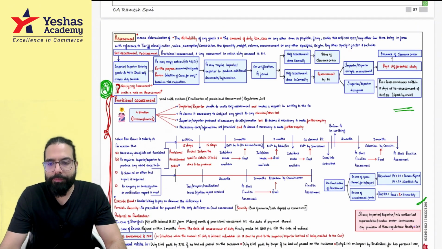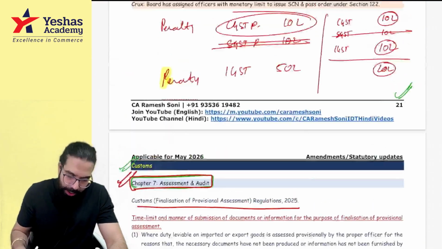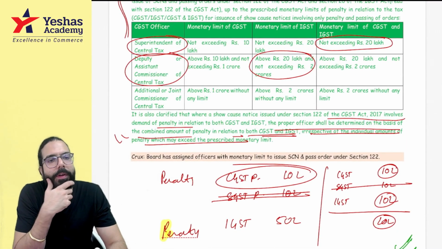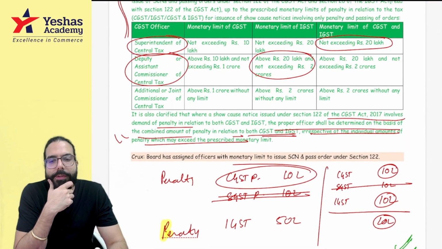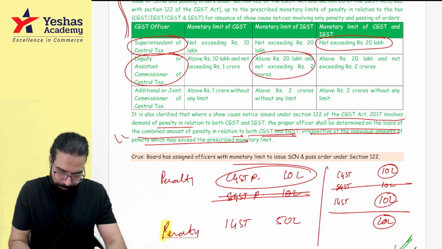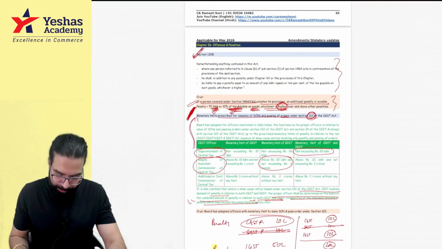Done, everyone? So here we are done with your GST related amendments. Congratulations, people. GST related amendments are done over here.